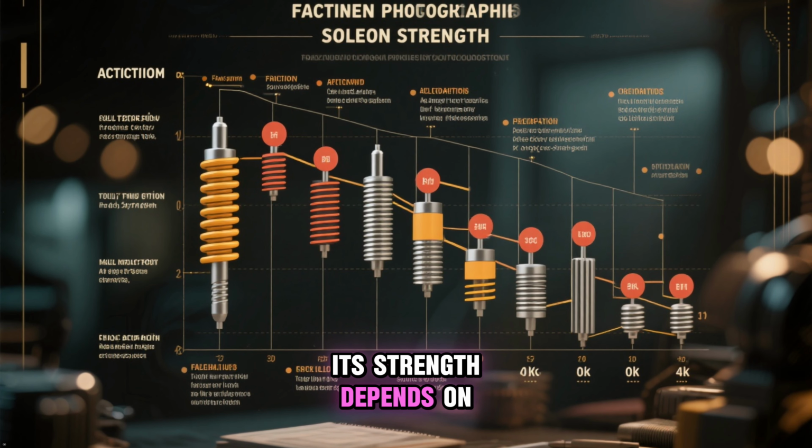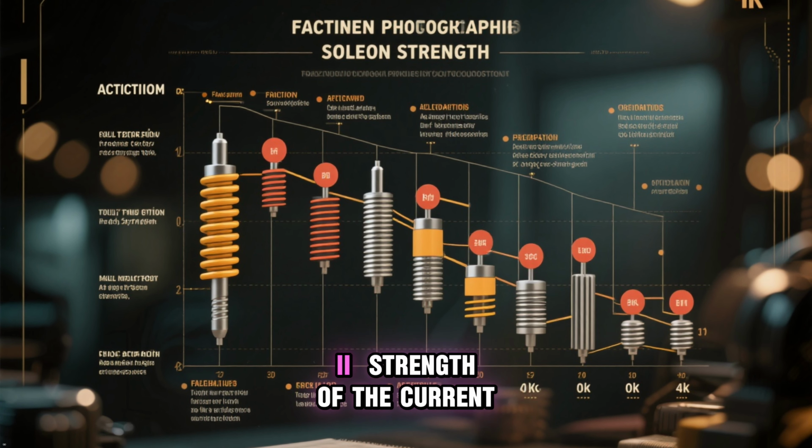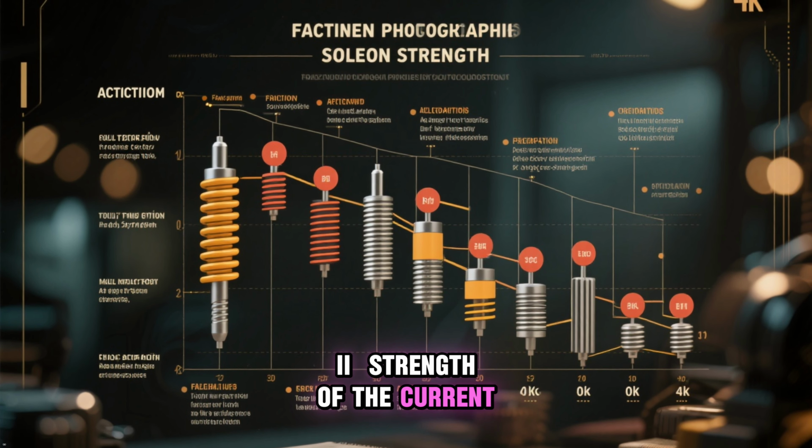Its strength depends on: 1, the number of turns per unit length; 2, the strength of the current; 3, the nature of the core material. If freely suspended, it aligns in the north-south direction. Its polarity can be reversed by reversing the current direction.